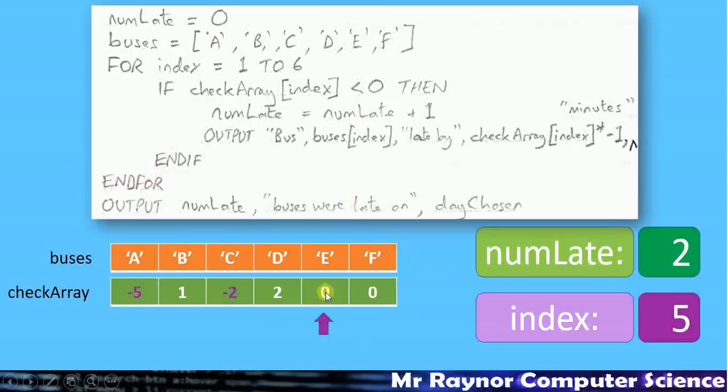Okay, moving along, we've got again not a negative value and not a negative value. So having looped through my 6 positions in this array, I've found 2 negatives, 2 late buses. So that's stored in num late. And that is about it.